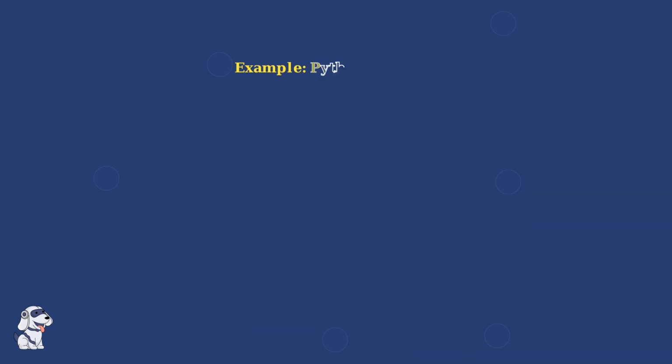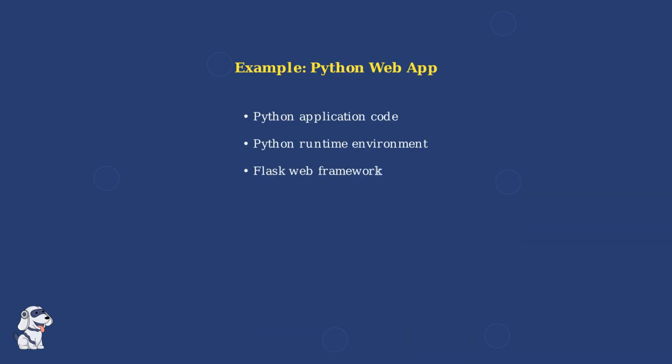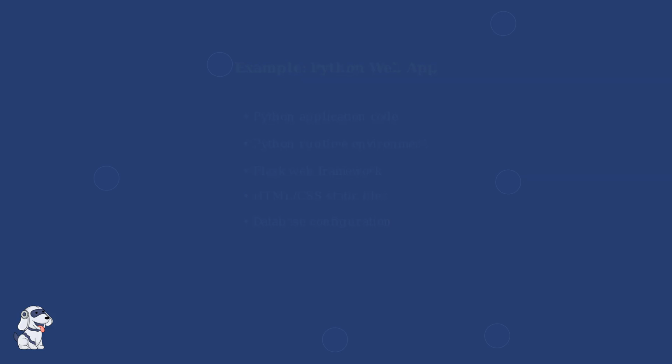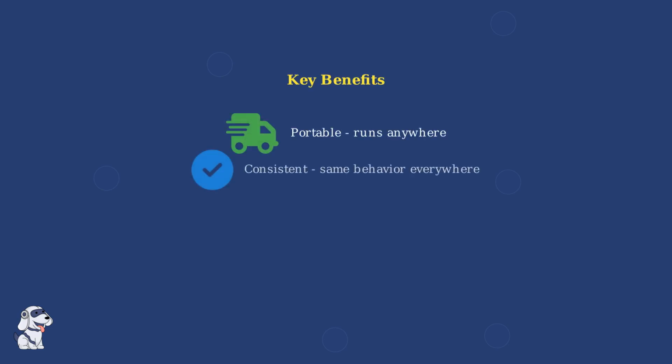Here's a concrete example. Imagine you've built a web application using Python. Your container image would include your Python code, the Python runtime, web framework libraries like Flask, any HTML and CSS files, and configuration files for your database connections. The key benefit is portability and consistency.